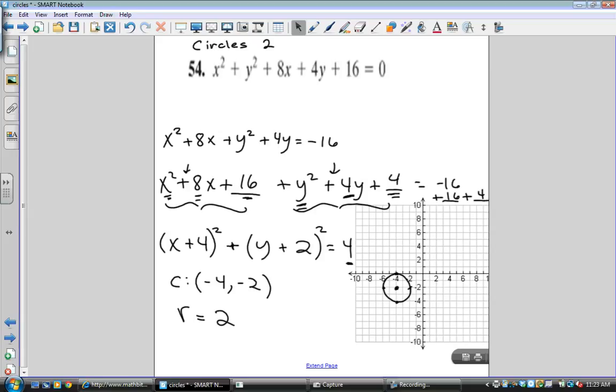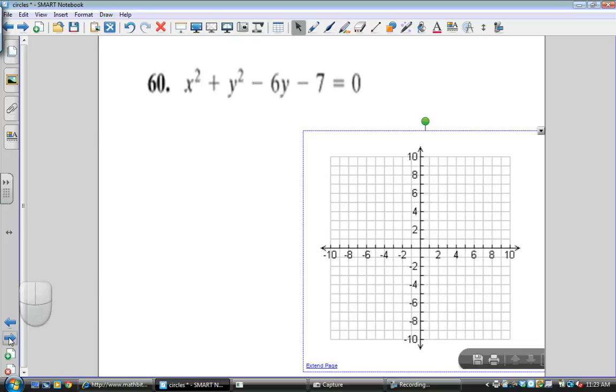Okay, let's take a look at another example of putting it into standard form here. Now notice on this one, we have a y term to go with my y squared, but I don't have an x term to go with my x squared. Well, that's actually kind of good news. So what that's going to mean here is I'm not going to have to complete the square for the x's. So the only time I really have to complete the square is when I have a linear term stuck with it.